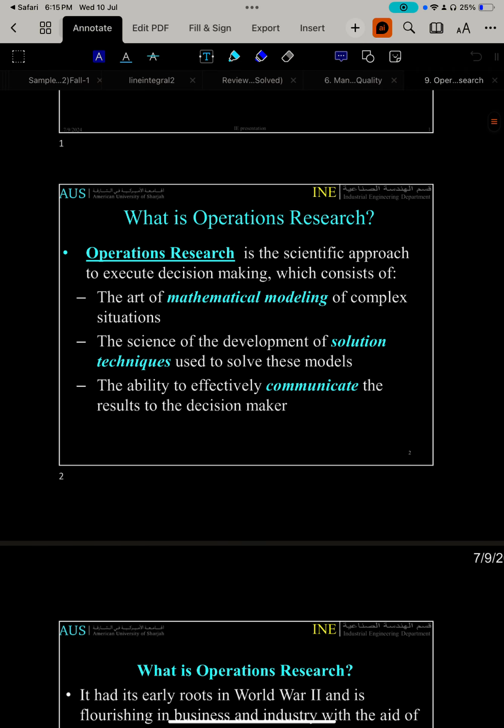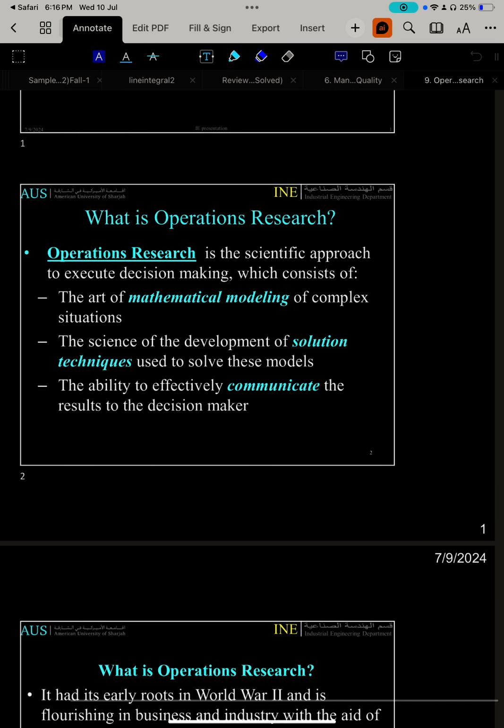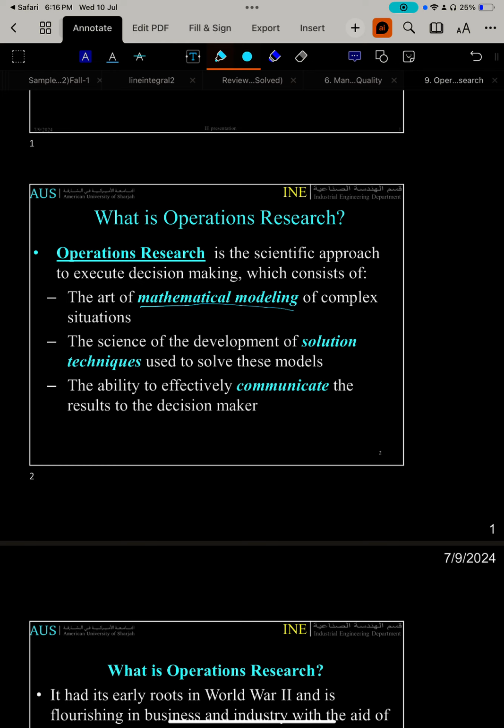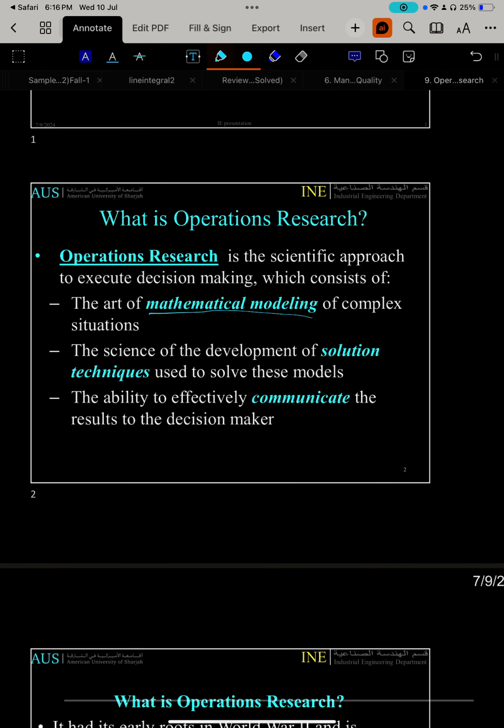And so what is operations research? Operations research is the scientific approach to execute decision making. It is the art of mathematical modeling, a mathematical modeling of complex situations. It's also the science of the development of solution techniques used to solve these models. And it's also the ability to effectively communicate the results to the decision maker. So these are all different definitions of operations research.